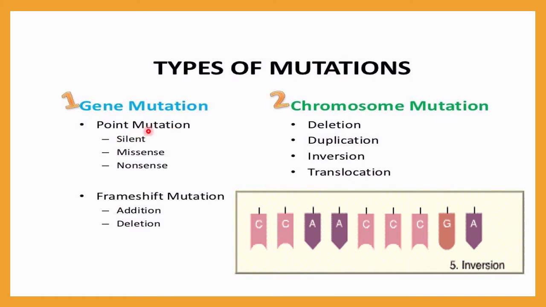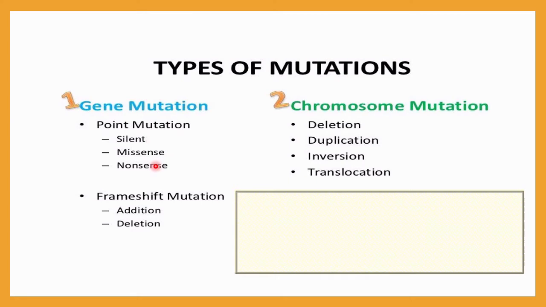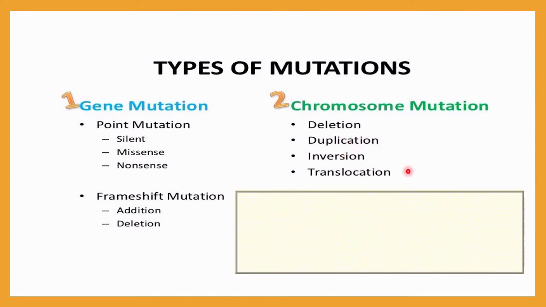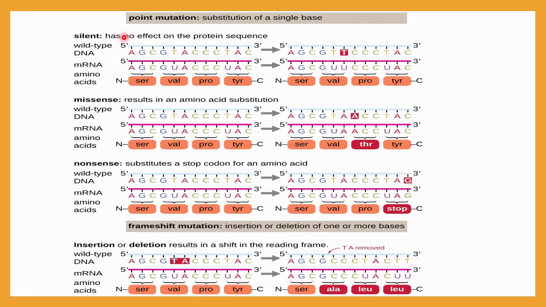Okay, gene mutation may include point mutation, that includes silent, missense, and nonsense. Already I told you about this. Then frameshift mutation, that is an addition or a deletion, which we have already discussed. And chromosomal mutation includes deletion, duplication, inversion, and translocation. So first of all, let me discuss point mutation by using this slide.